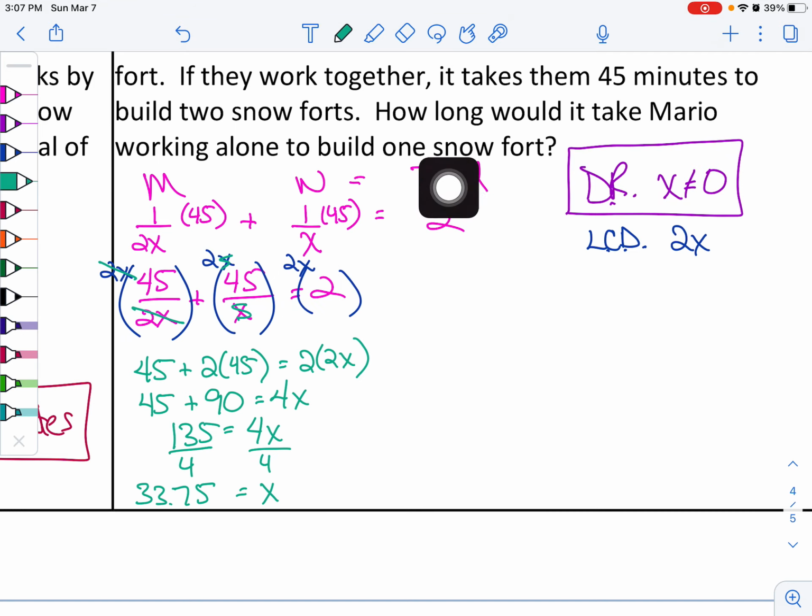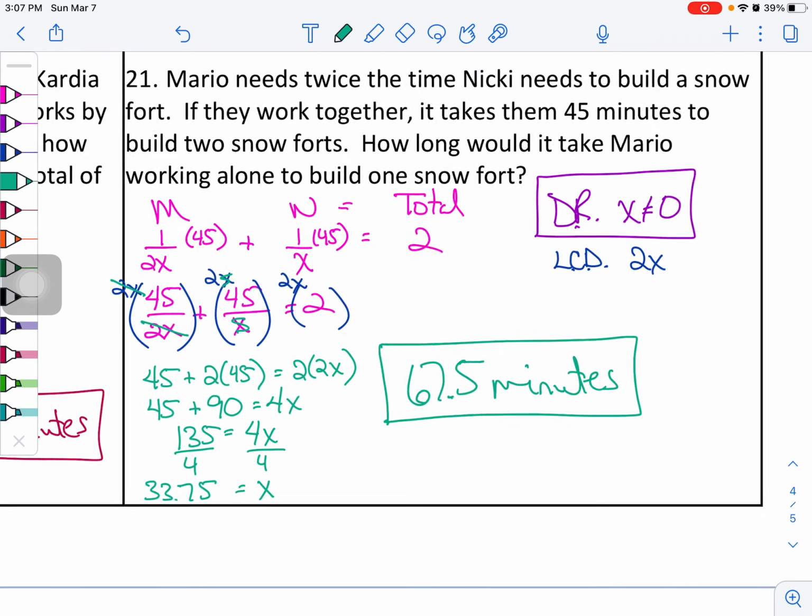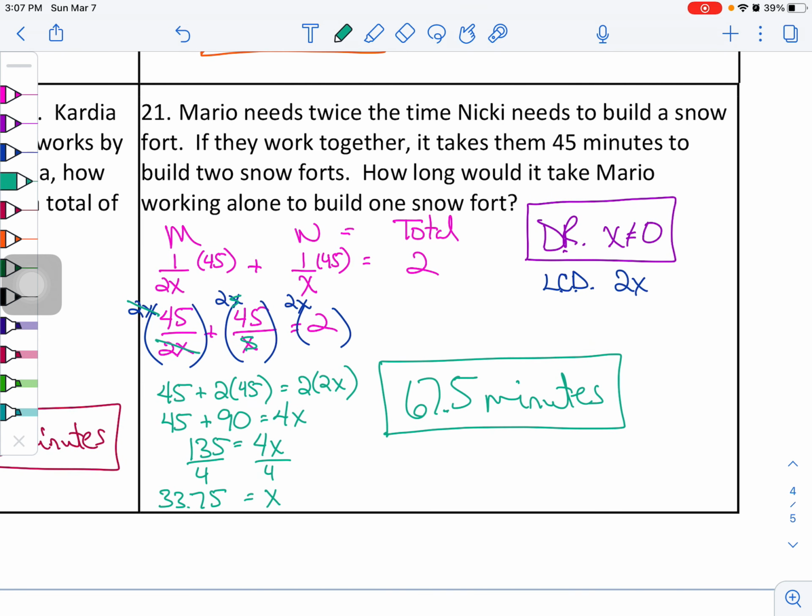X represents Nikki's time, okay? Because when we look at the problem, x is Nikki's time. I'm asked to find Mario's time to build 1 snow fort. Well, Mario needed twice as much time, so I'm actually going to take x and multiply it times 2. So Mario needs 67.5 minutes to build a snow fort.